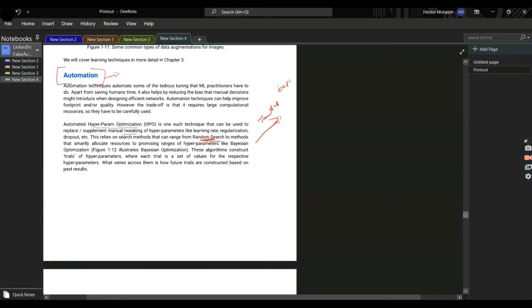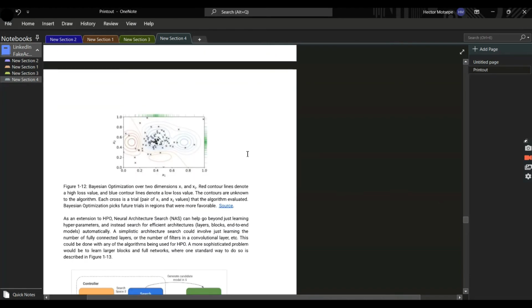So the current techniques we have are techniques such as Bayesian optimization. You can think of it as an algorithm that tries to find the best parameters in an efficient way. So I think if we look at this visualization, it can probably make sense.